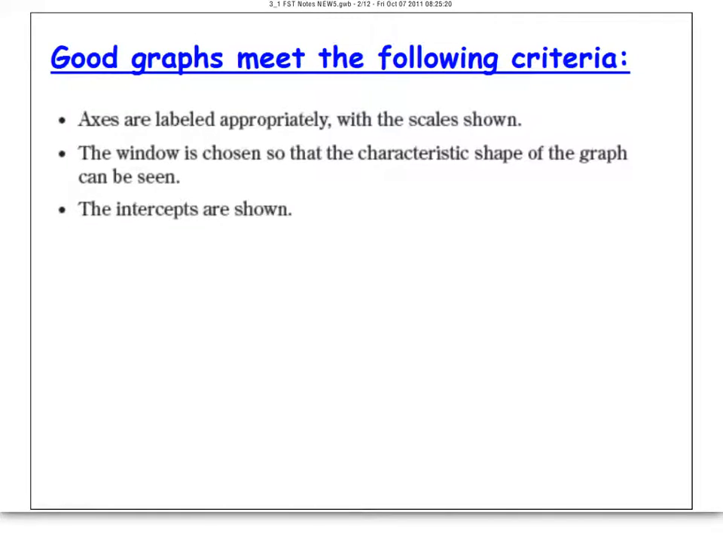In Learning Objective B, we're going to talk about how to make an appropriate window for a graph on a calculator. So good graphs have a few key things. The first thing is that the axes are labeled appropriately and the scale is shown. So if you are transferring a graph, for example, onto your paper, put your tick marks, label your axes. If you're counting other than by ones, then label that.